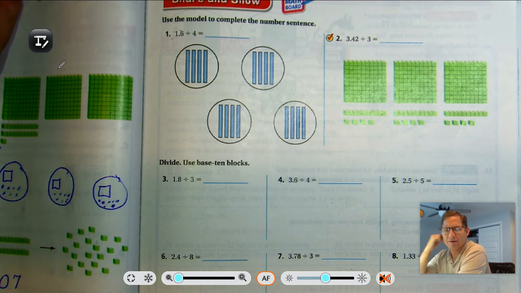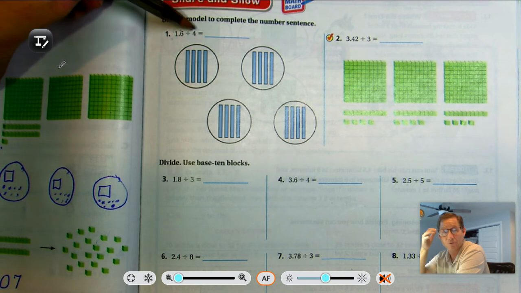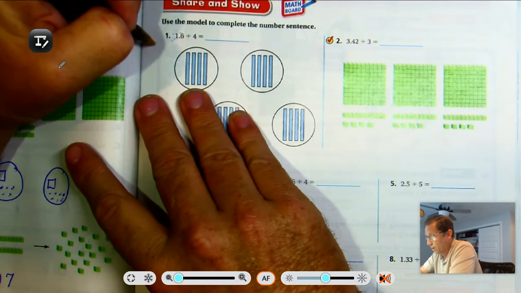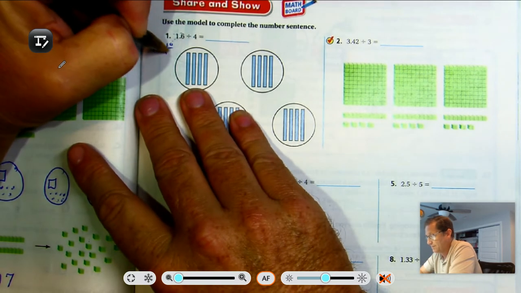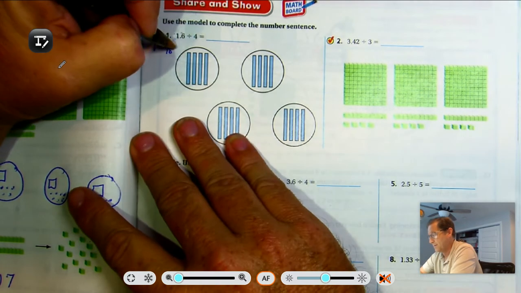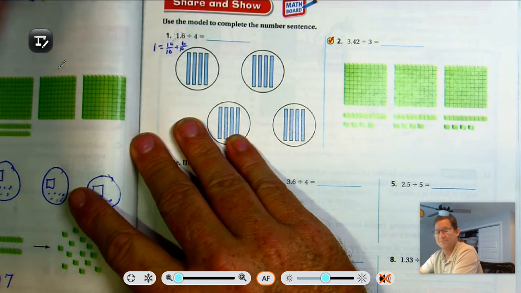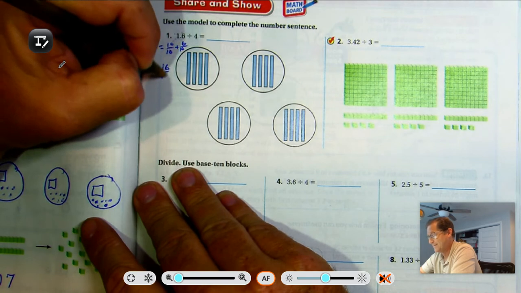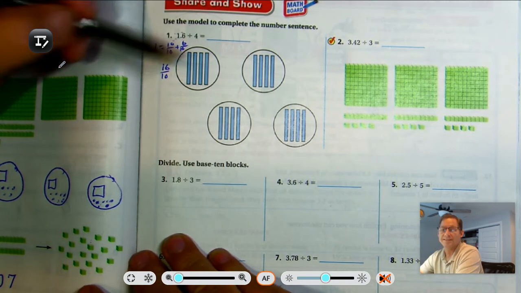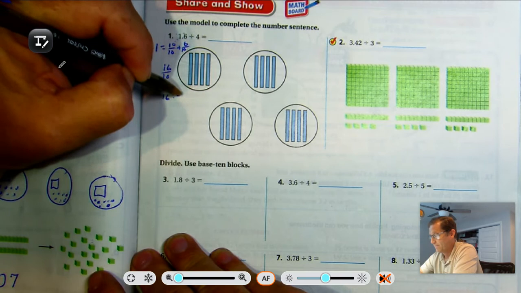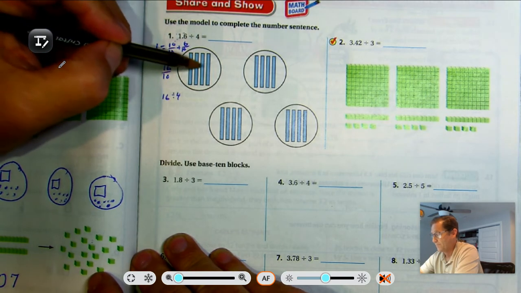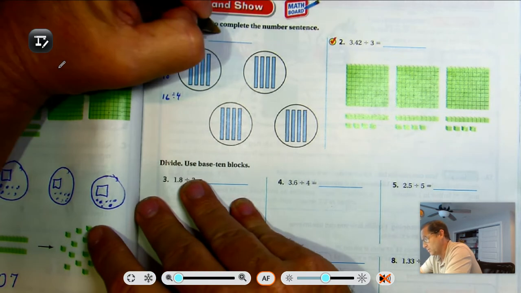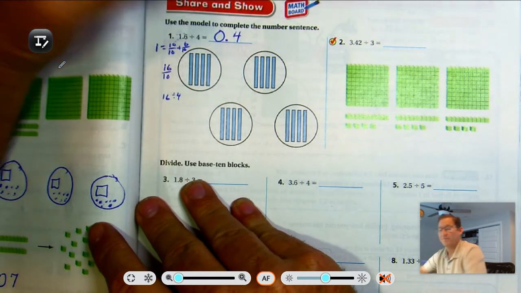Not 20. I think I added in my head, I added 4 here for some reason. There's 10 tenths here. So one whole equals 10 tenths plus 6 tenths. So we have 16 tenths shared with 4. And 16 divided by 4 is 4. So we have 1, 2, 3, 4, 8, 12, 16 tenths. So what's our answer? What's in each group? 4 tenths.